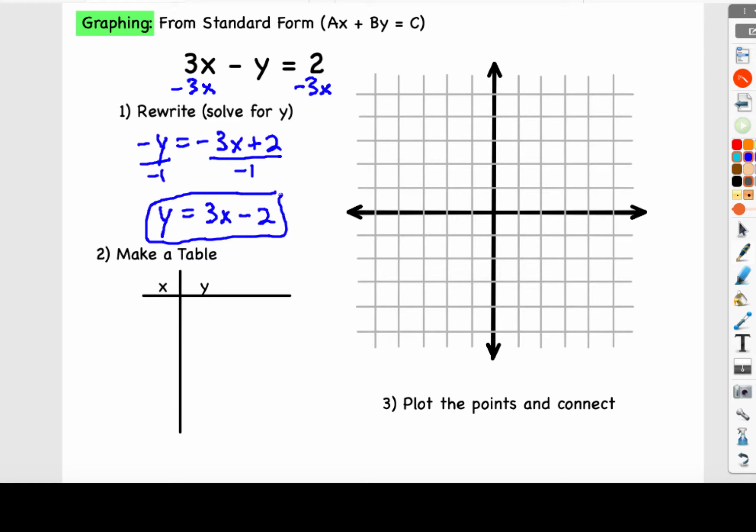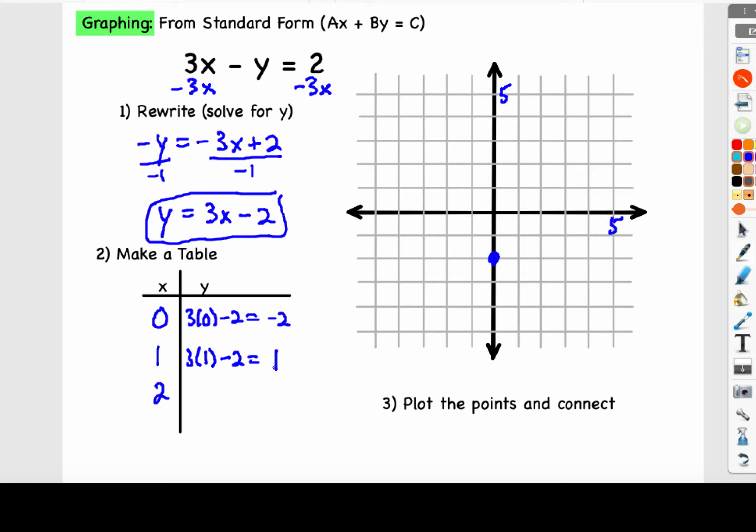So I'm going to just pick a few numbers. So how about we just go with 0, 1, and 2. If you want to, you can plug in a negative number like negative 1. Wouldn't be a bad idea. So this became 3 times 0 minus 2, which is negative 2. And I can plot the point 0, negative 2. Let's make sure we're counting by ones on here, right? Make sure we label those axes, right? Counting by ones. 3 times 1 is 3, minus 2 would have been 1.